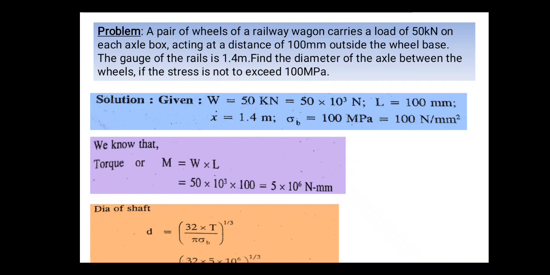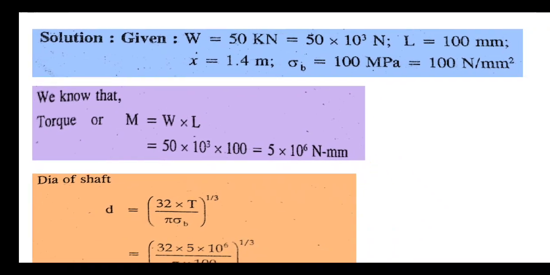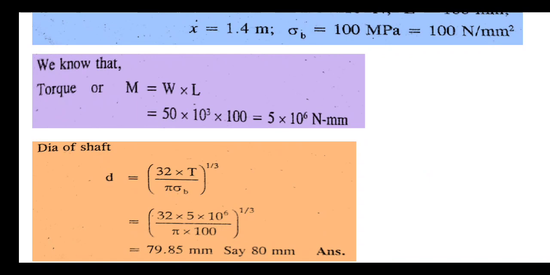So here stress is given, so it is nothing but sigma you have to write, and 100 megapascal you have to convert in terms of Newton per mm square, 100 Newton per mm square. So these are the given data. With the help of these data we need to calculate the actual diameter of the axle between the wheels. So how much diameter we need to use, that we have to find.